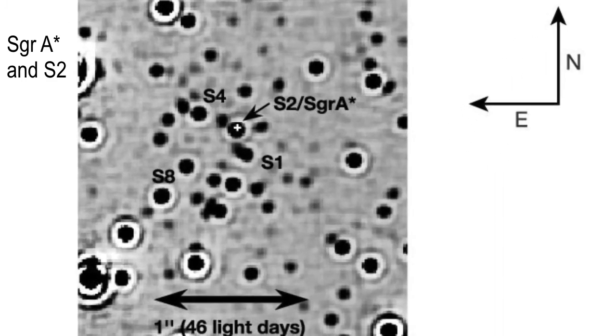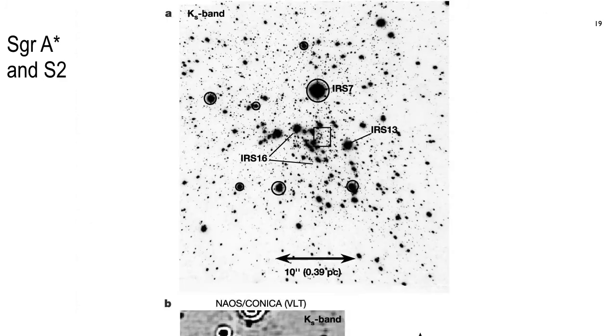All right? Now, right here, where the little plus sign is, that's where astronomers look and try to track Sgr A star, Sagittarius A star, the black hole, and S2. And you can actually see S8 and S4, two other companions. Now, look down there at the bottom. You see that little arrow? Actually, it's on the previous one, too. Look at this. Down here, this arrow is 10 seconds of arc. And that's at the center of the galaxy.